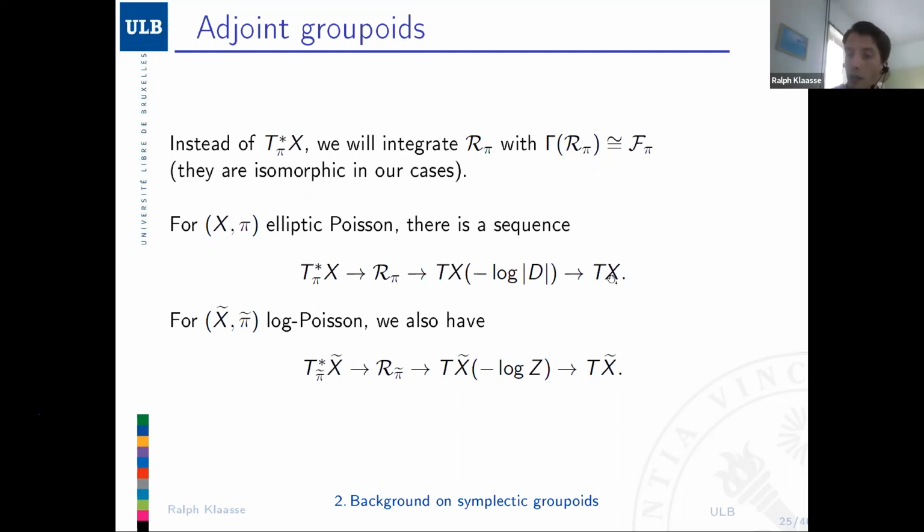We have our TX over here, the elliptic tangent bundle. And then as it turns out, this R pi fits in here. So it gives you a Lie algebroid sequence here. And the same is true in the log case. And then what we, of course, want to do is integrate TX, integrate this guy, and then hopefully also integrate this guy. And the same for the log.